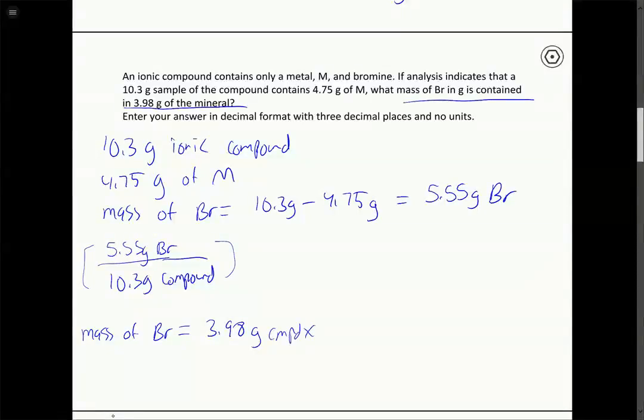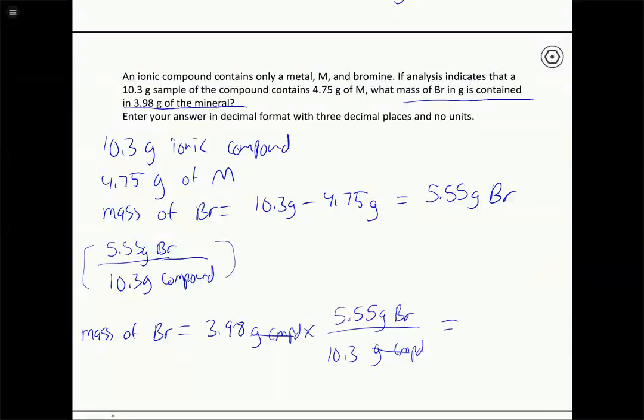And then this ratio here allows us to convert between grams of bromine and grams of compound. So we want grams of compound to cancel. So we're going to put that 10.3 grams on the bottom. And for each 10.3 grams, we have 5.55 grams of bromine. And so this says in a 3.98 gram sample of the mineral, we have, let me work this out, 2.14 grams of bromine.